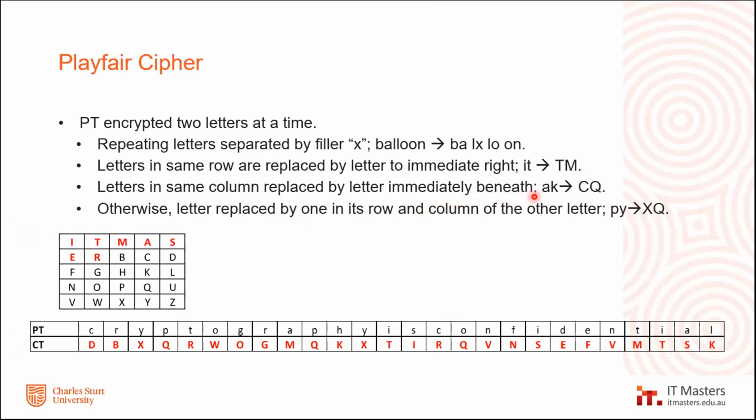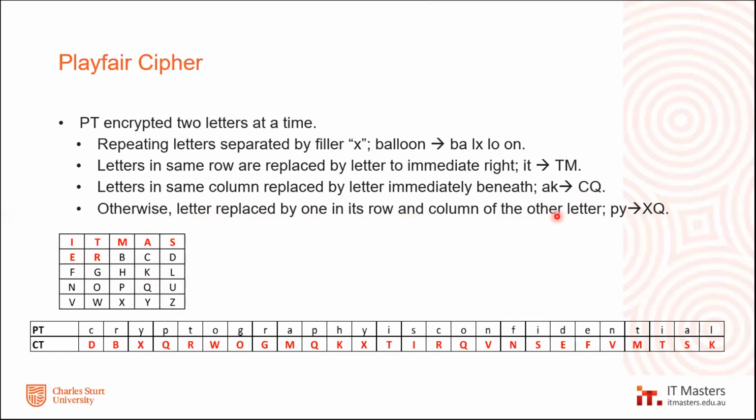If the letters are in the same column, they're replaced by the letter immediately below them. So if, for example, we had the combination AK in our plain text, they are in the same column, so we replace them with the letter immediately below. So A becomes C and K becomes Q. Therefore, AK becomes CQ.